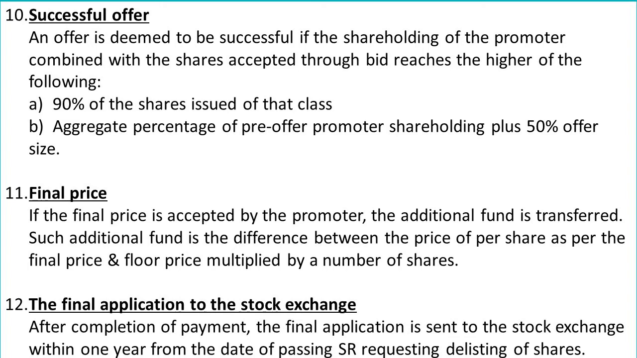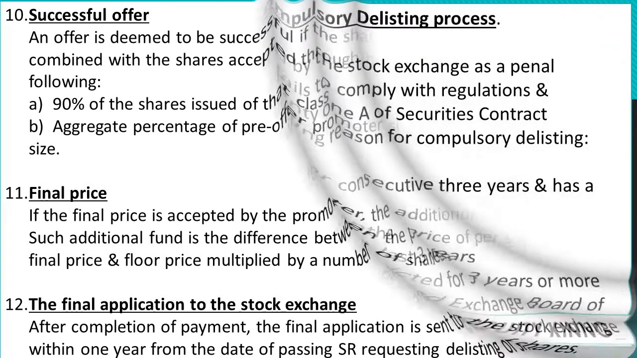11. Final price. If the final price is accepted by the promoter, the additional fund is transferred. Such additional fund is the difference between the price per share as per the final price and the floor price, multiplied by the number of shares. 12. The final application to the stock exchange. After completion of payment, the final application is sent to the stock exchange within 1 year from the date of passing the special resolution, requesting delisting of shares.